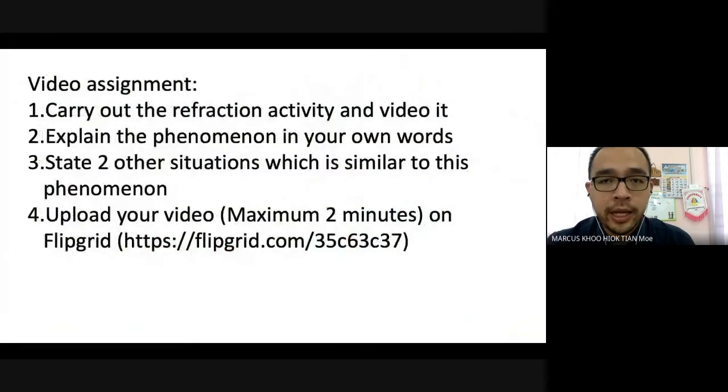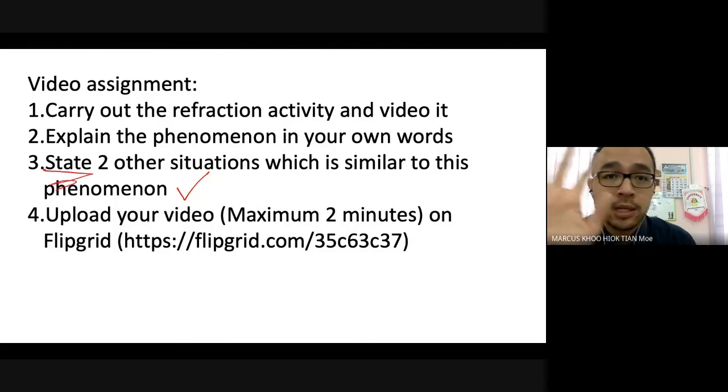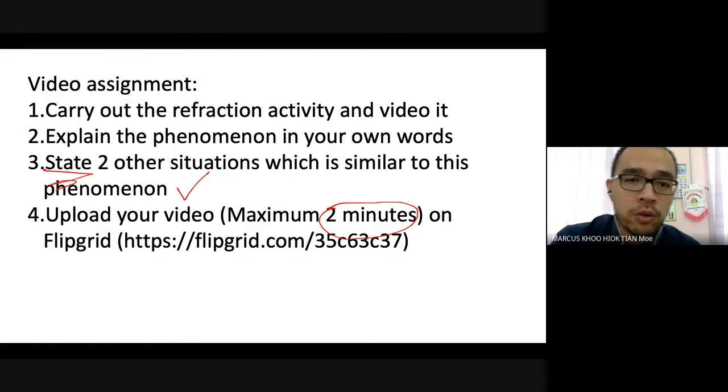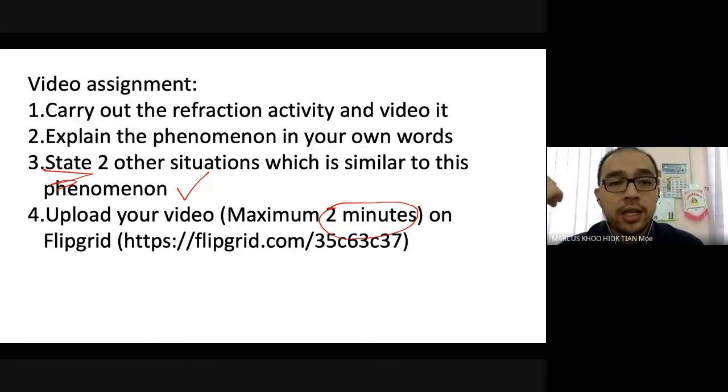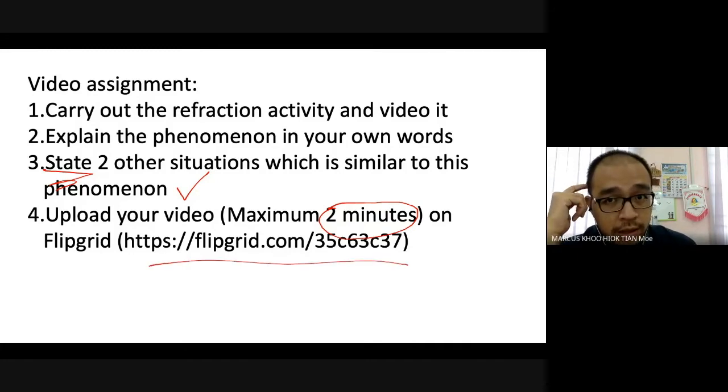Then after that, in the same video, state 2 other situations which are similar to this phenomenon of refraction of light. We will discuss this in a little while, but actually I've already shown you 2, about the pool and everything. But there are many others. You can research it on the internet. Just state, don't need to explain. Just state the 2 other situations that are similar to this: when this one, and also when this one. Then you upload your video. I'm going to give you maximum 2 minutes only. I don't think you need more than 2 minutes to carry out the activity and then explain. Upload your video into the Flipgrid, which I will also share the link with you later.